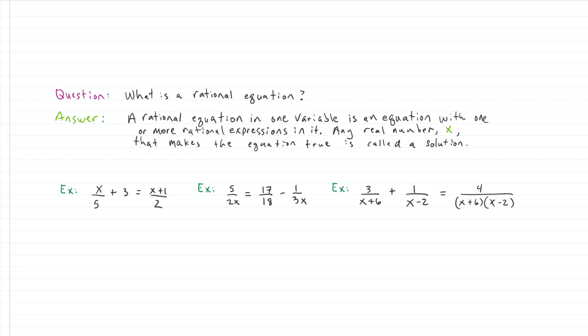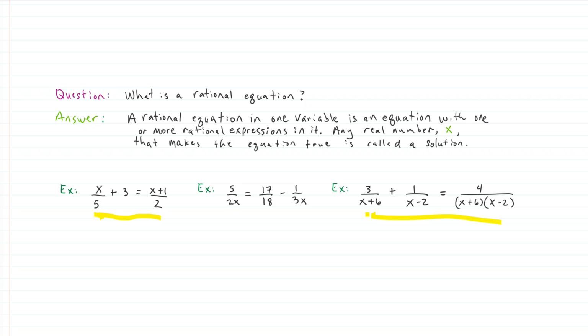Some examples: we have x over 5 plus 3 equals x plus 1 over 2. Another example would be 5 over 2x equals 17 over 18 minus 1 over 3x. And a final example would be, on the left side of the equation, 3 over quantity x plus 6, plus 1 over quantity x minus 2. On the right side, we could have 4 over the product of two binomials. The first one is x plus 6, and the second one is x minus 2.